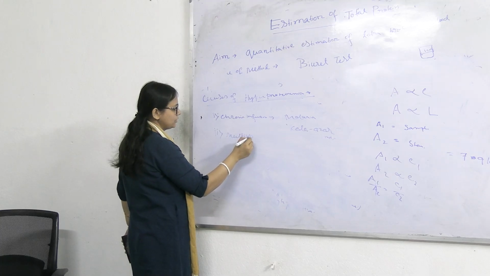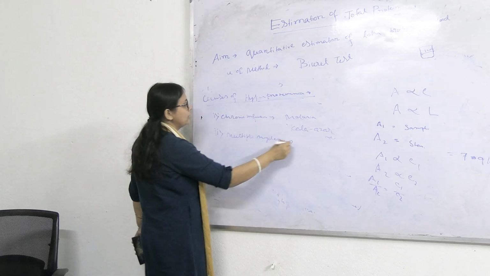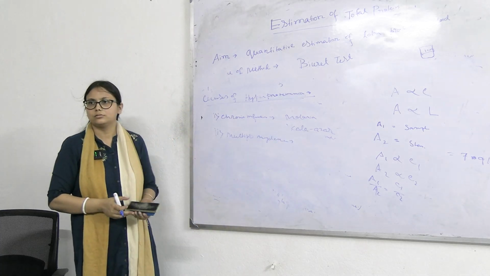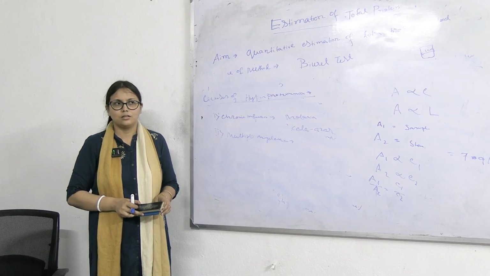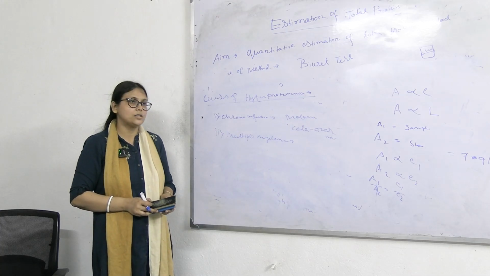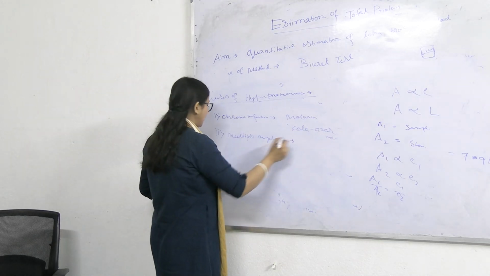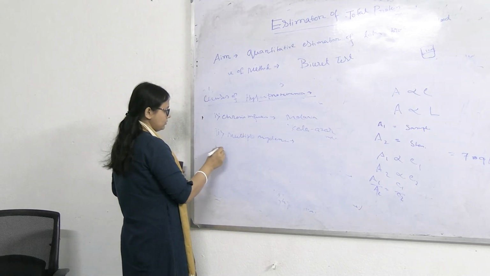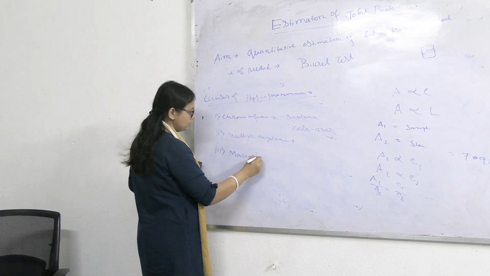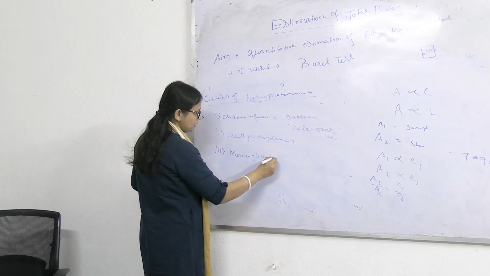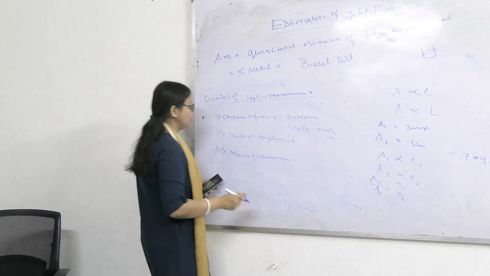Have you heard the name multiple myeloma? What happens in multiple myeloma? Not inflammation, it is a neoplastic condition of plasma cell. Okay, a cancerous condition, multiple myeloma. Number 3, macroglobulinemia.